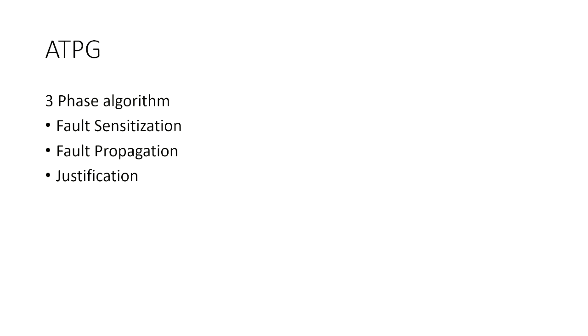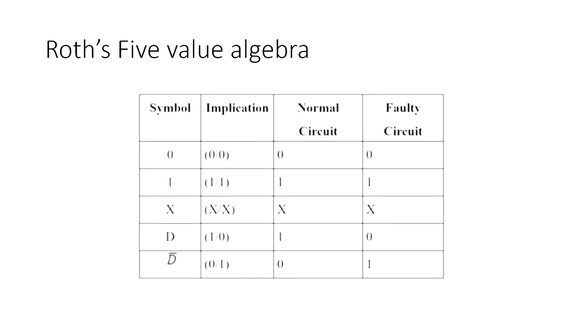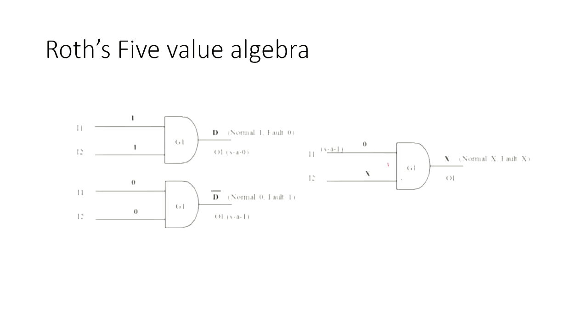There are 3 phases in this algorithm: fault sensitization, fault propagation, and justification. Then you have Roth's 5-value algebra. I'll make a separate video about this as well. Roth's 5-value algebra is for a particular input, where you will always have a particular output, no matter what your other input is. And these are the gates, like we talked about the AND gate. If we're testing an AND gate and we're saying 1, for any case it should be 1, and if it's not, that means it's at fault.